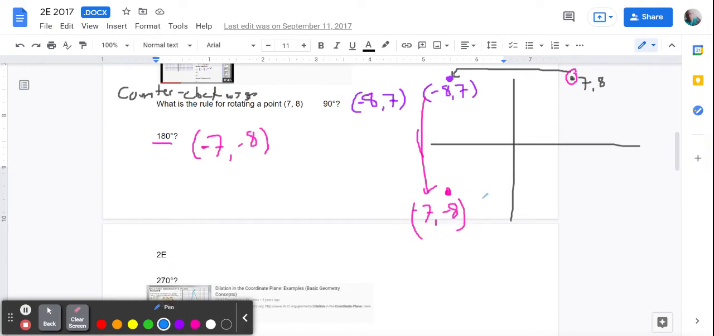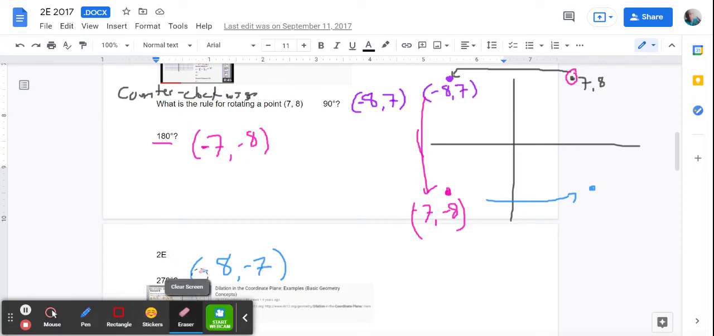Now we do one more rotation to get over there. Now we just do it from the -7, -8 again. We flip it and change the sign. So now we're at -8, -7. But again, we change the sign of the x. So we end up at 8, -7.